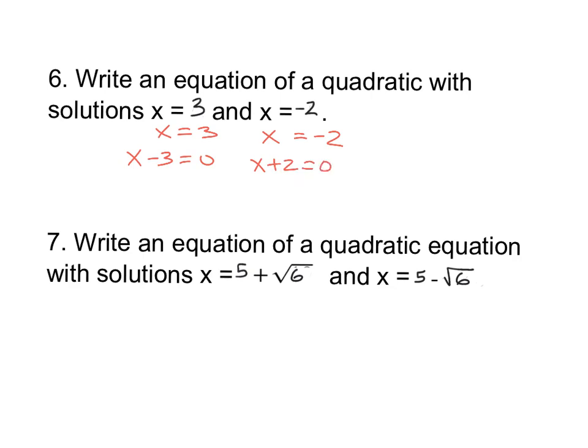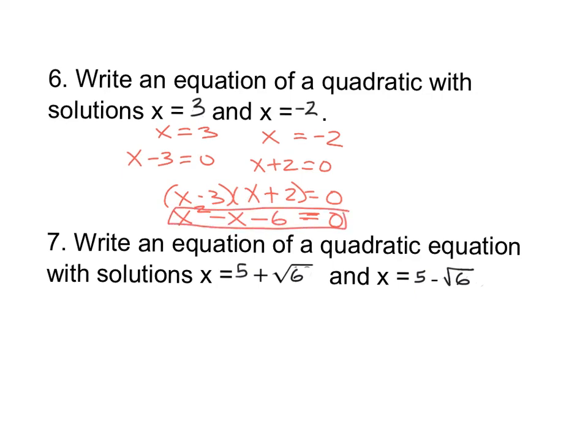And then the next step, we had x minus 3 times x plus 2 equals 0. And then multiply that out. x squared minus x minus 6 equals 0. So we're just going backwards.